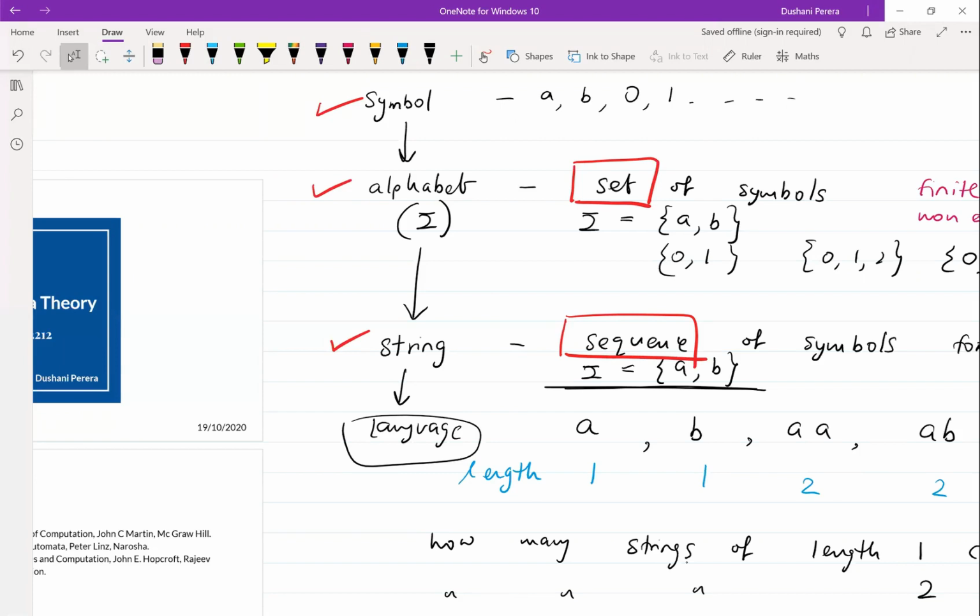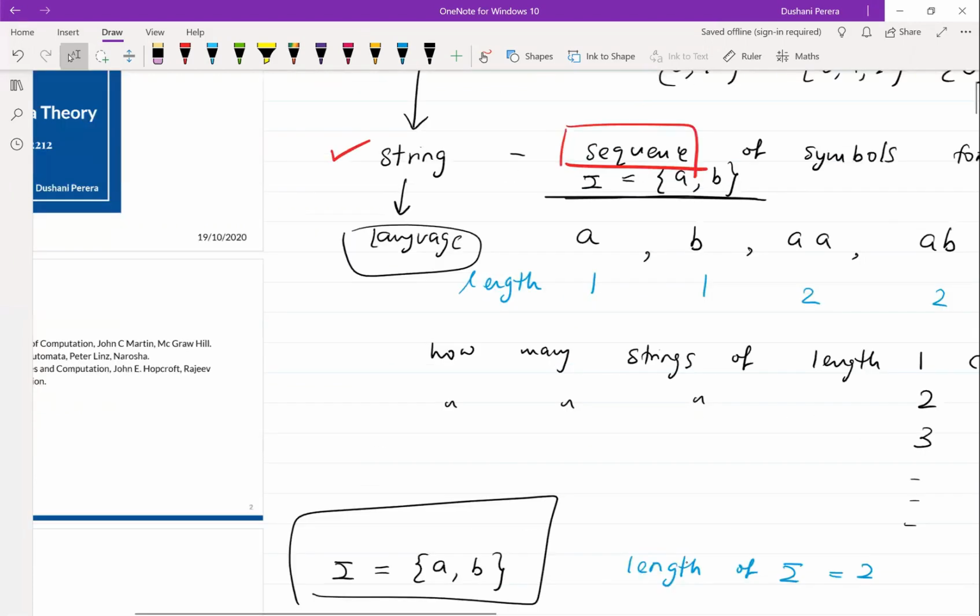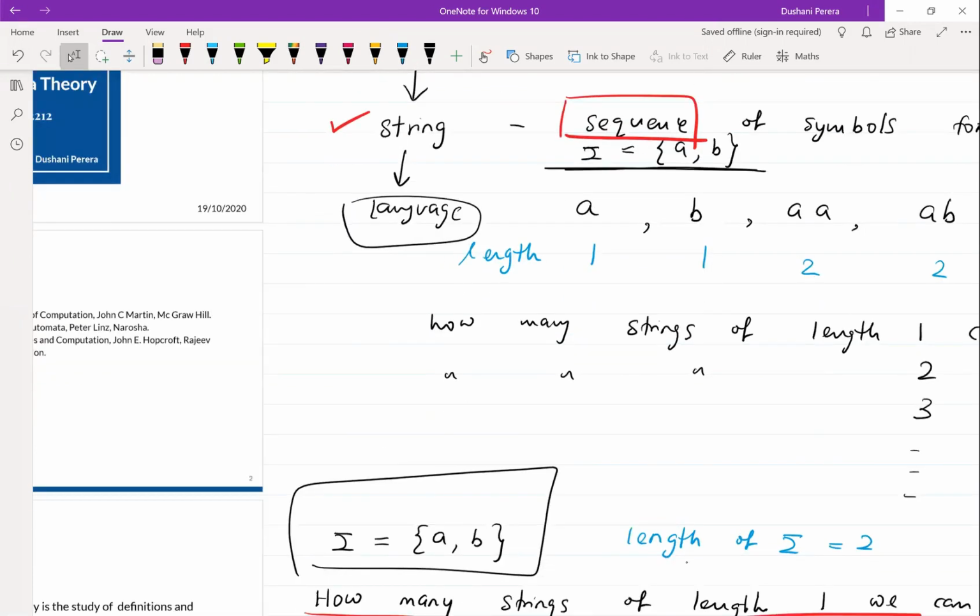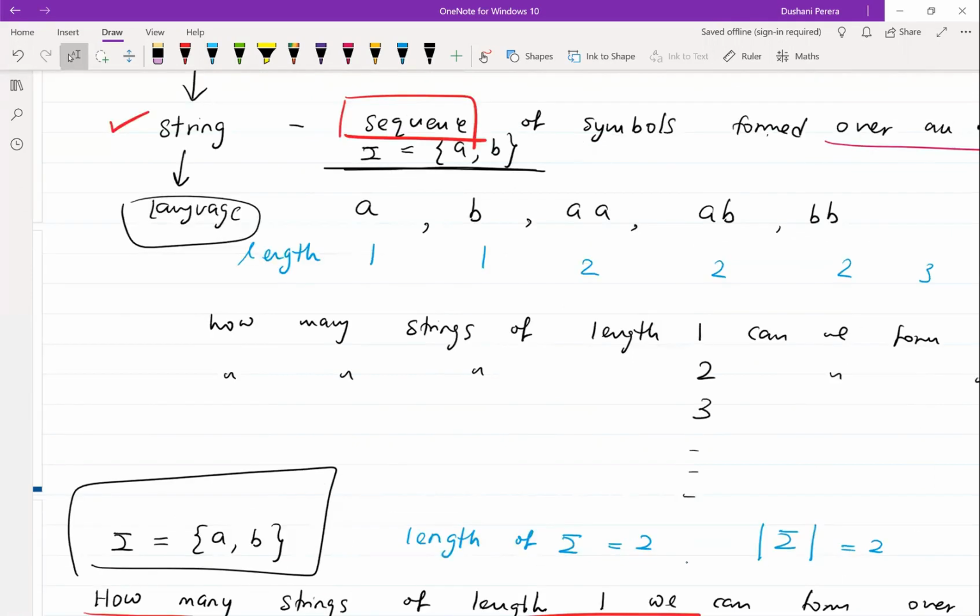And then we spoke of strings of different lengths that we can form over a particular alphabet. Remember, strings are always formed over an alphabet. If it is a language, it has to have an alphabet which includes symbols.